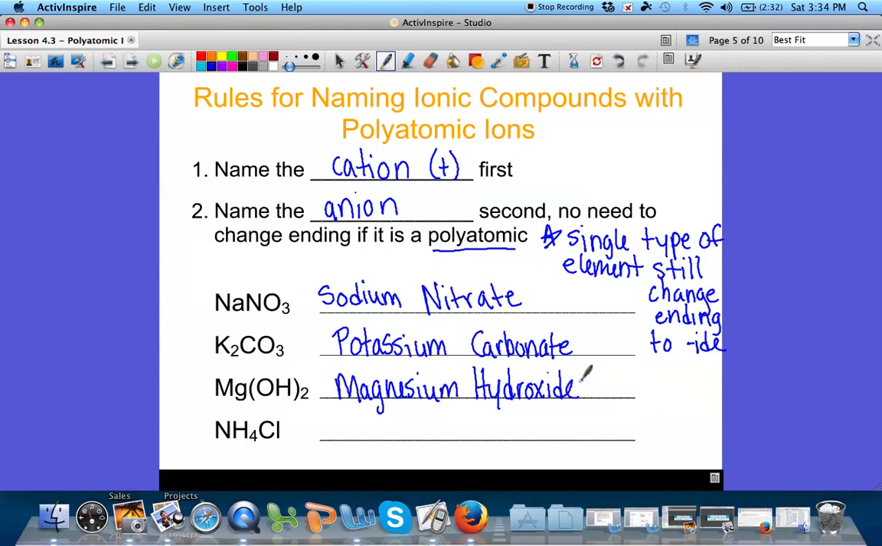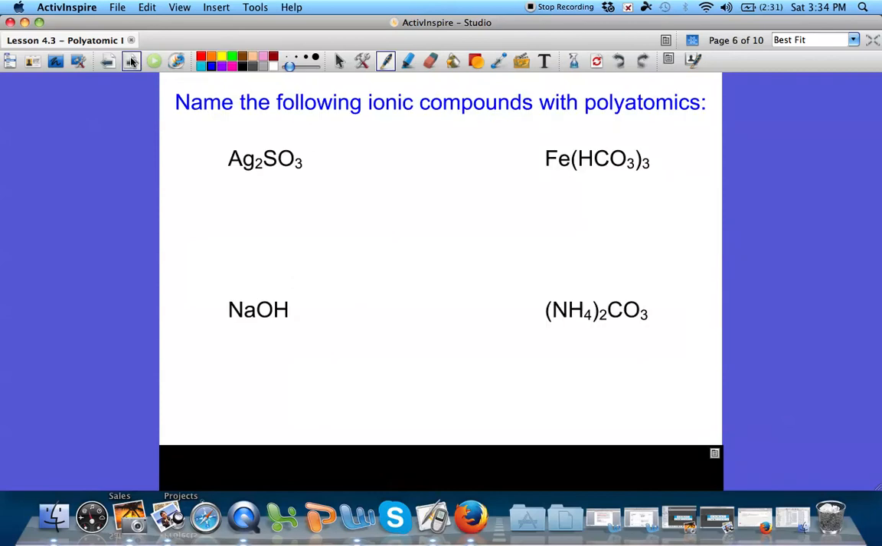And then we have NH4Cl. Our cation in this case is ammonium. NH4 is our positive polyatomic ammonium. And then our anion is chlorine. So since it's a single type of element, we're going to change the ending to chloride. Okay, you have 4 more examples. Go ahead and pause the video and try these on your own.